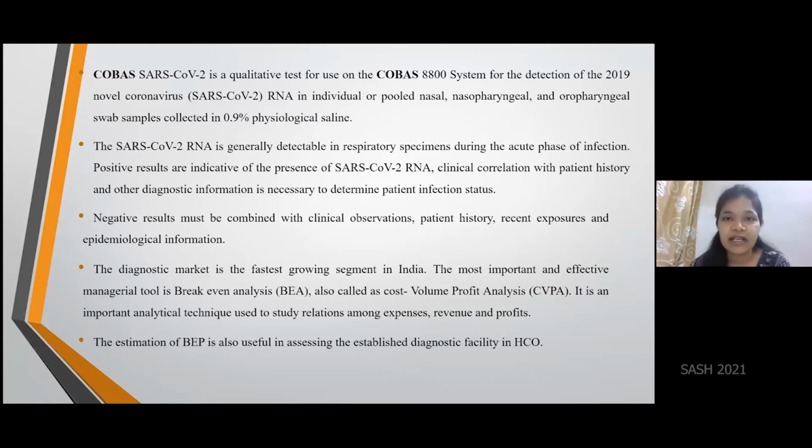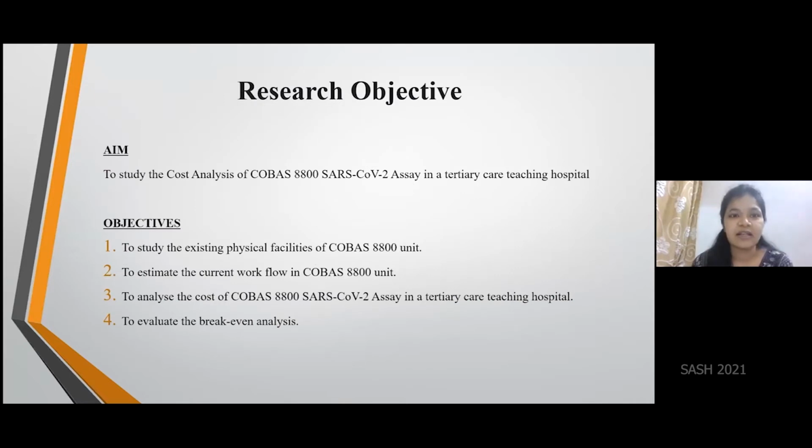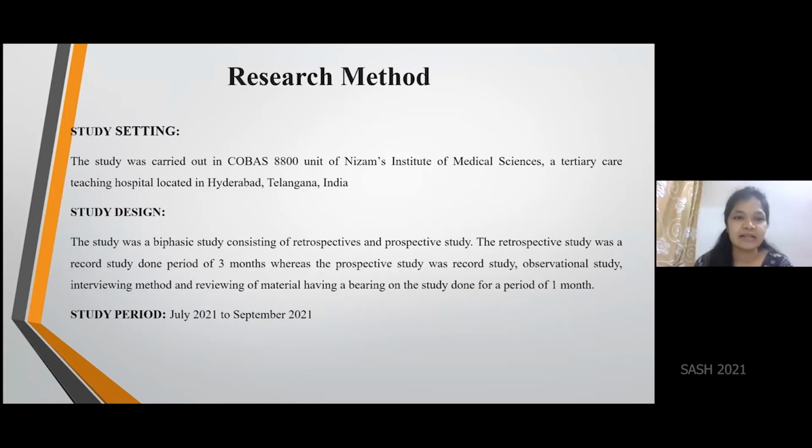This presentation is mainly focused on the break-even analysis, which is also called a cost volume profit analysis technique, which is very essential for establishing a diagnostic facility in a teaching hospital like Nizam's Institute of Medical Sciences. The main aim is to analyze the COBAS 8800 SARS-CoV-2 assay. The main objective is to study the physical facilities, workflow, and to evaluate the break-even analysis.